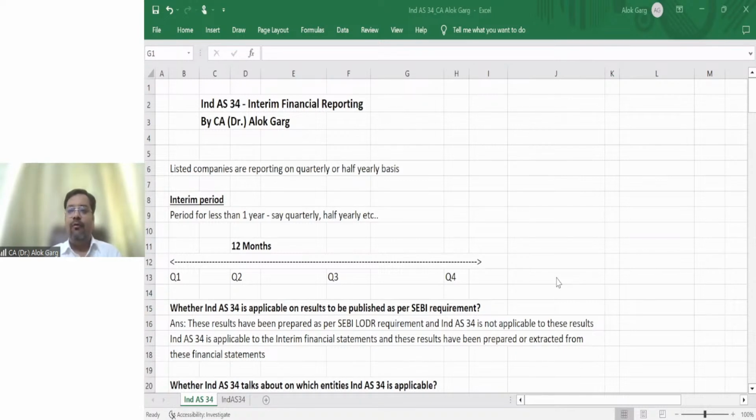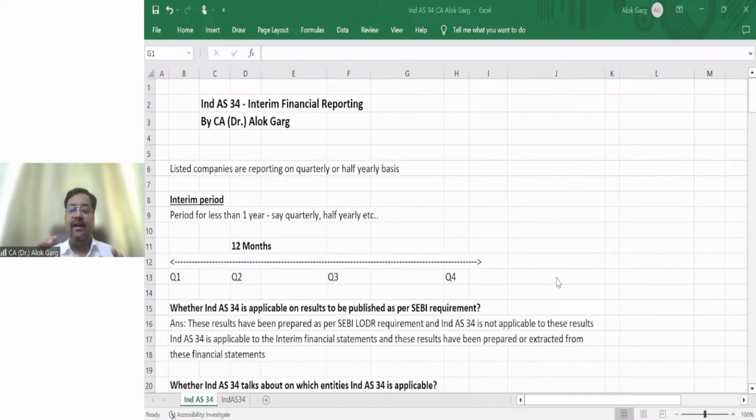Likewise, what we have read in Ind AS 1 for annual financial statement, now we are talking about presentation of interim financial statement. And what is interim financial statement? So today in Ind AS 34, we will be talking about interim financial reporting, right? What is financial reporting? Financial reporting means reporting of financial statements, reporting of financial numbers, right? So today we are talking about interim financial reporting.